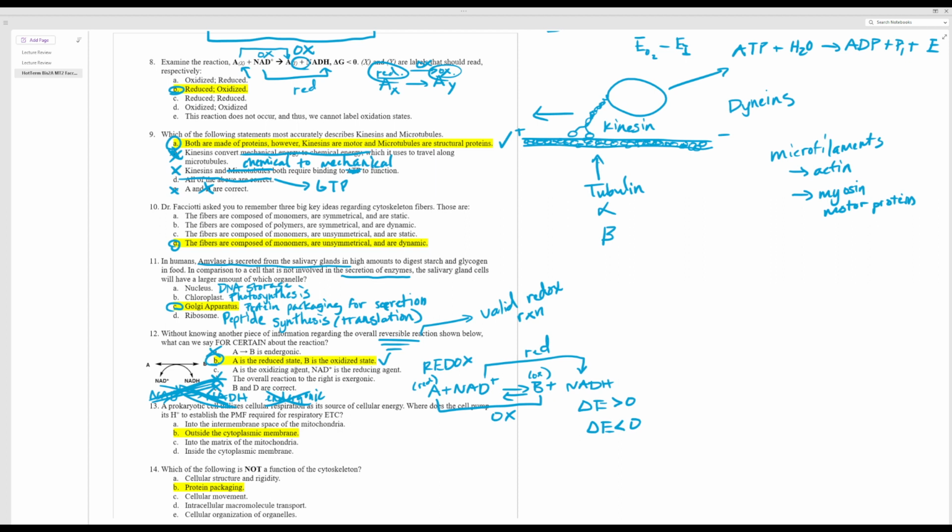And then C, A is the oxidizing agent. NAD plus is the reducing agent. Well, in order for this to be true, that means A is causing the oxidation of NAD plus, but we see NAD plus is getting reduced. So C doesn't work.